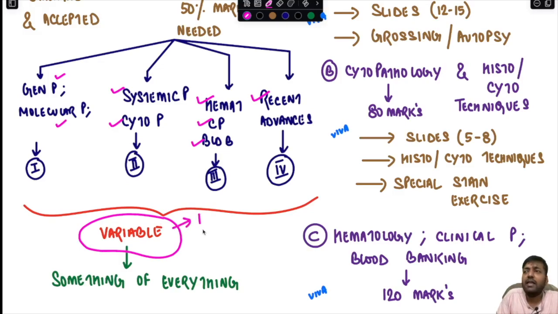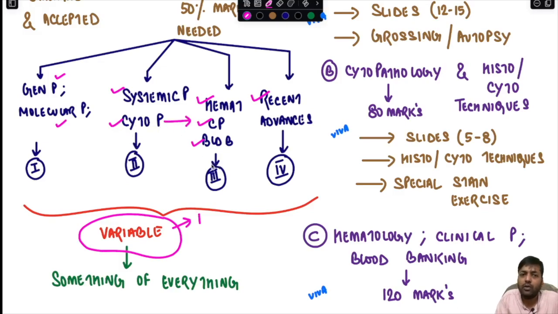The variable number 1 is that this is given by the National Medical Commission, and it is not necessarily followed by all the colleges, private or government, or all the universities across the country uniformly. Some universities might be following completely like this. Some universities may not be. For example, in my West Bengal or WBUHS, usually cytopathology used to be part of paper 3 only.